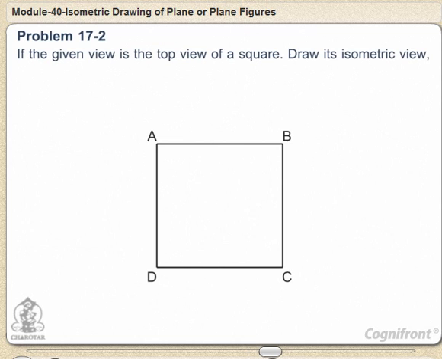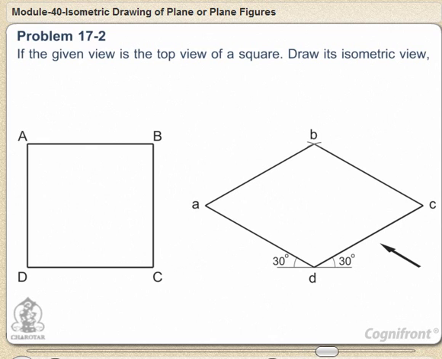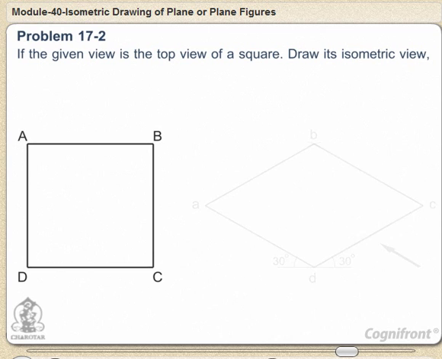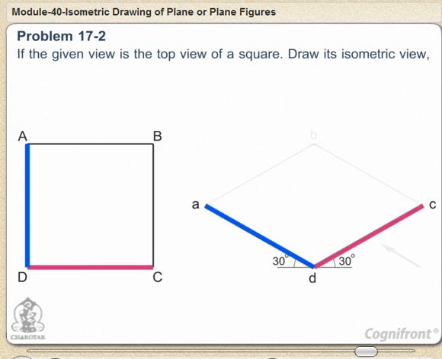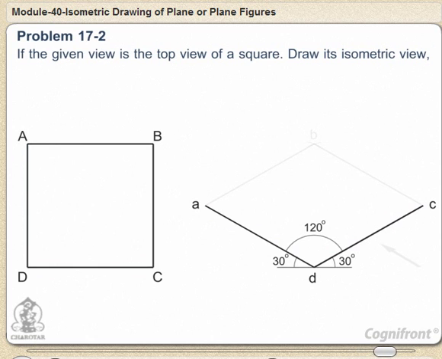Problem 17.2. If the given view is a top view of a square, draw its isometric view. As the top view is a square, the surface of the square is horizontal. In isometric view, all the sides will be drawn inclined at 30 degrees to the horizontal. From any point D, draw two lines DA and DC inclined at 30 degrees to the horizontal and making 120 degrees angle between themselves. Complete the rhombus ABCD, which is the required isometric view.